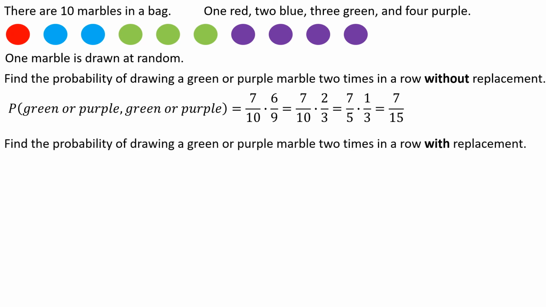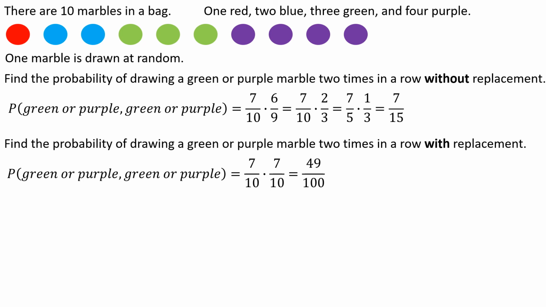Now, what if I wanted to try to do the same thing, but with replacement? So I want either a purple or a green 2 times in a row, but I'm allowed to replace. Well, 7 out of 10 are either purple or green. And since I'm allowed to replace, it'll be 7/10 times 7/10, which is 49/100. Right? So slightly more likely that I'd be successful if I was able to do that with replacement.